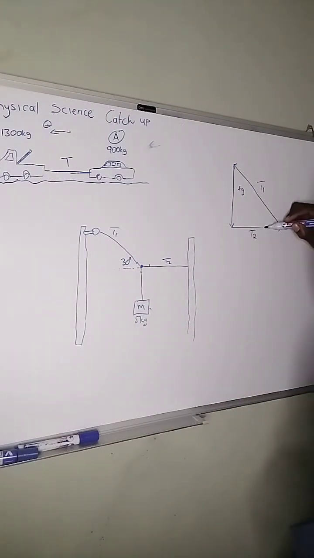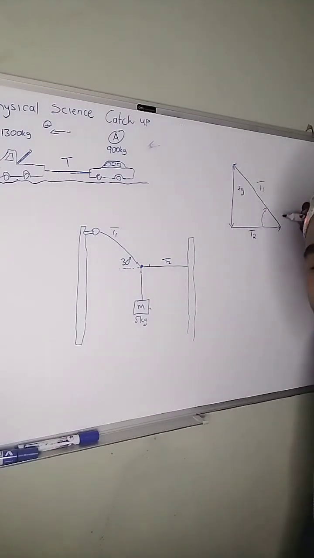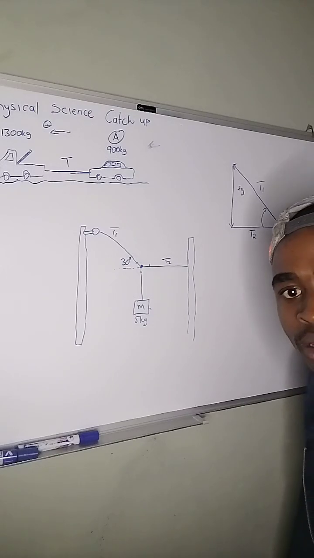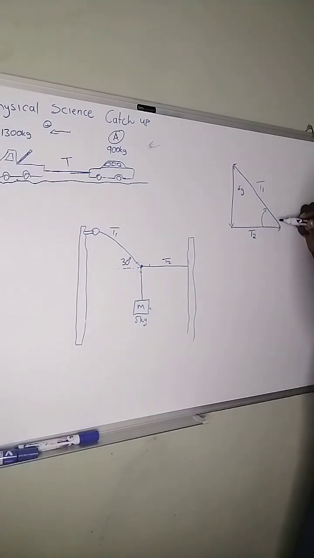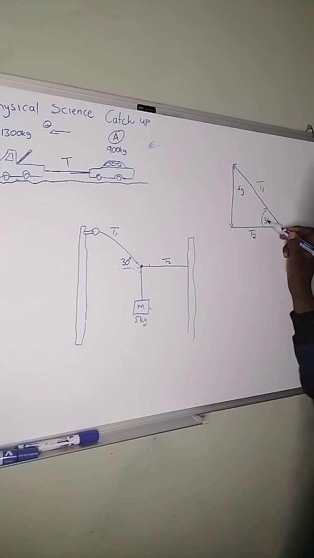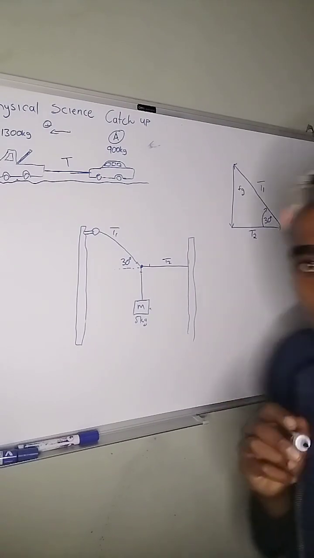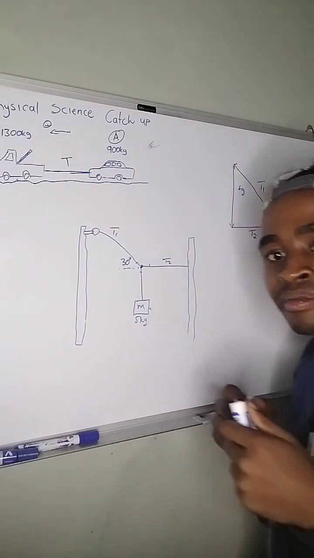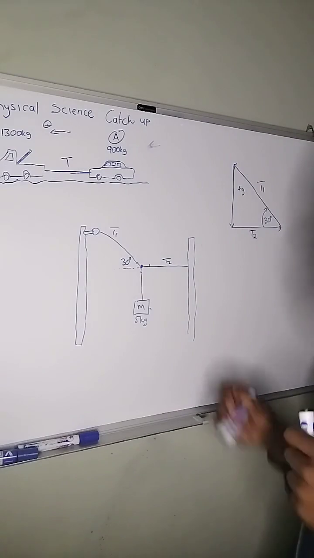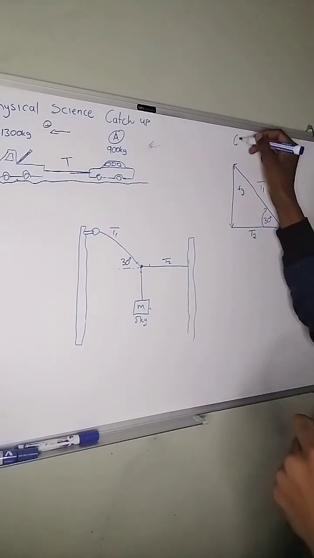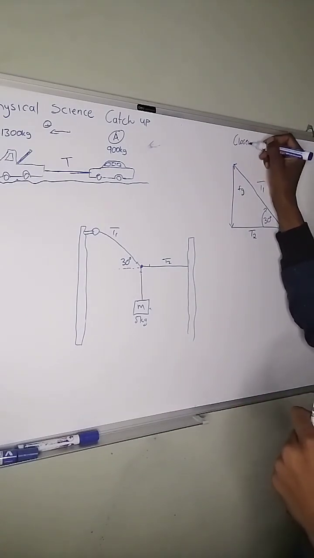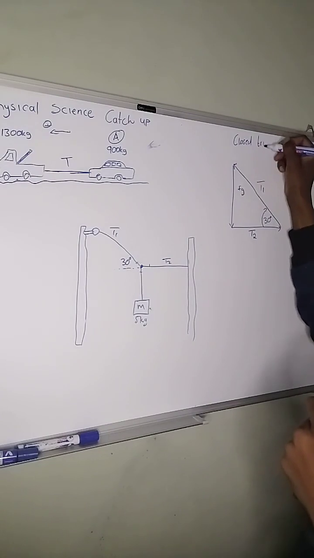And how much is going to be this degree? Yes, it's going to be 30 degrees. So this is the closed triangle.